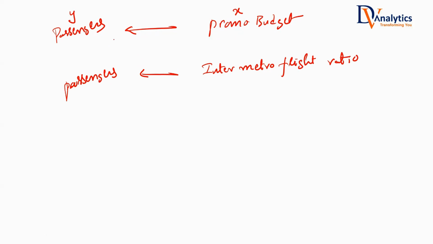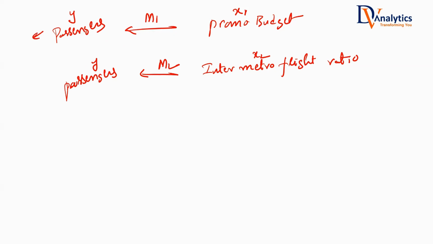No. Do I have information about inter-metro flight ratio? Do we have data around inter-metro flight ratio? We have the data, isn't it? So can I use inter-metro flight ratio for prediction of Y? You can. Let this be model M1, which is using promotional budget for the prediction of passengers. Let this be model M2, which is using variable X2 for the prediction of passengers.